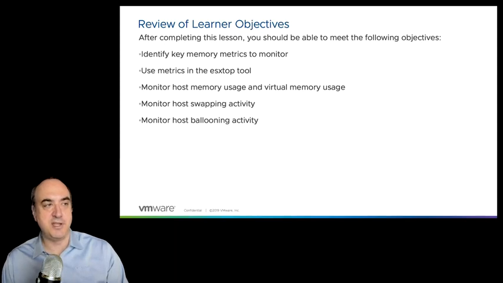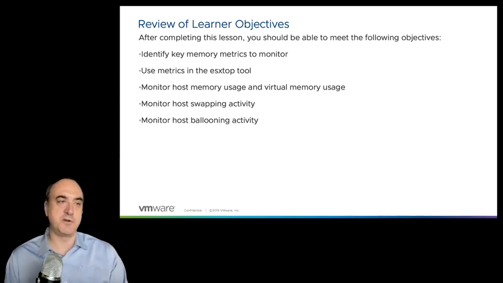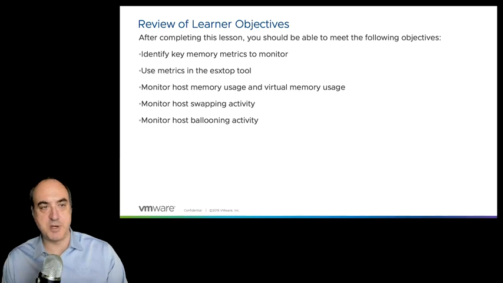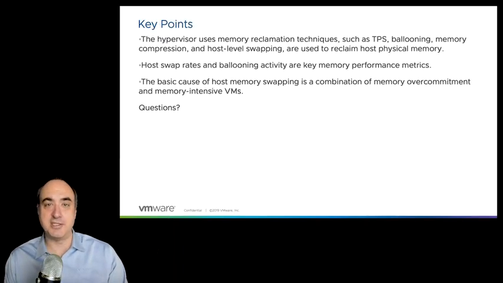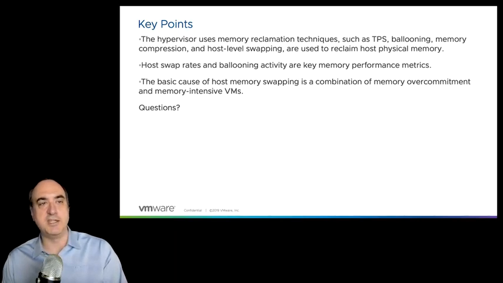So we covered in our lesson here how to identify key memory metrics to monitor, how to use metrics in the ESXtop tool, monitor host memory usage and virtual memory usage, how to monitor host swapping activity, and monitor host ballooning activity, which then actually ends our memory optimization module, understanding that the hypervisor uses memory reclamation techniques such as ballooning, compression, and host level swapping to reclaim host memory. Those host swap rates and ballooning activity are key memory performance indicators. They should all be 0, by the way.